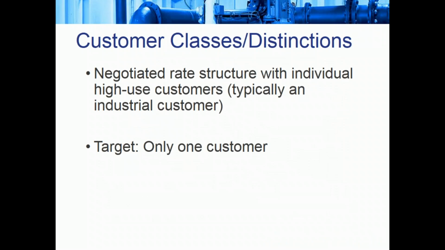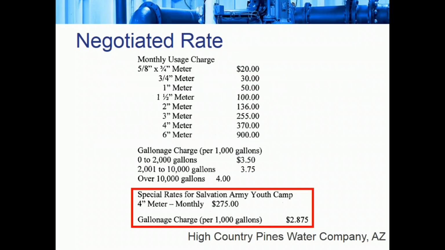And then finally, we see water systems that have a negotiated rate with an individual high-use customer. So this may be if you're selling water in bulk to another water system, or it could be some type of industrial customer or a hospital or some kind of institutional customer. But essentially, they will have a rate for everybody else and then a negotiated rate with a single system. And this is an example from the High Country Pines Water Company in Arizona, where they have their rate structure, and then at the bottom in the box I've highlighted that they have a special rate for the Salvation Army Youth Camp. So they have negotiated a rate with that individual customer for that gallon charge and monthly meter charge, and that only applies to that one customer.